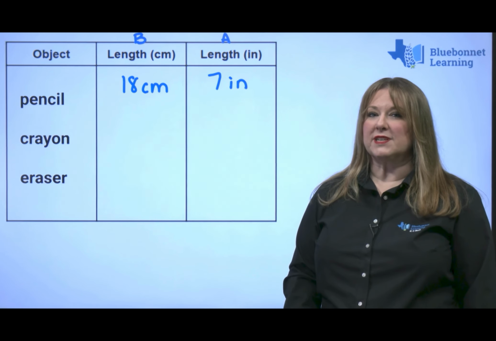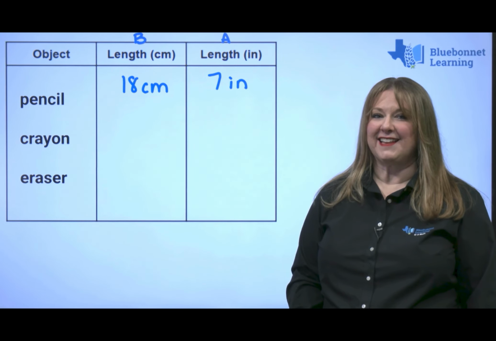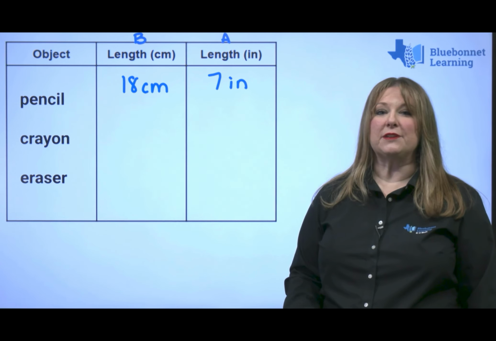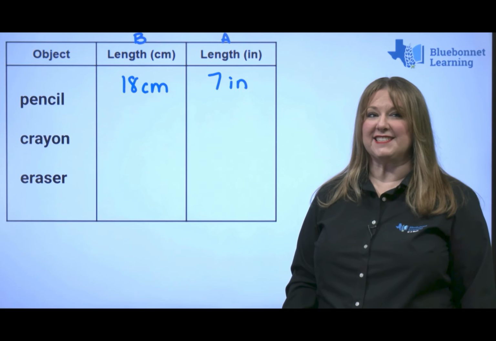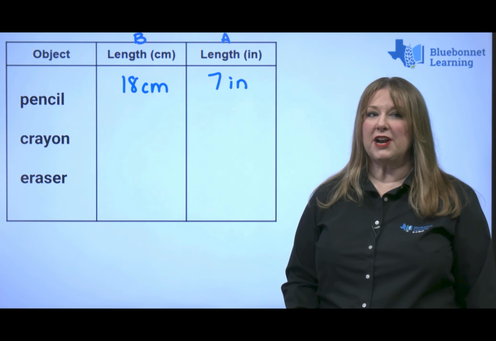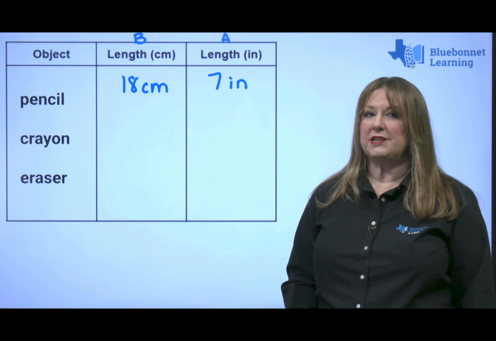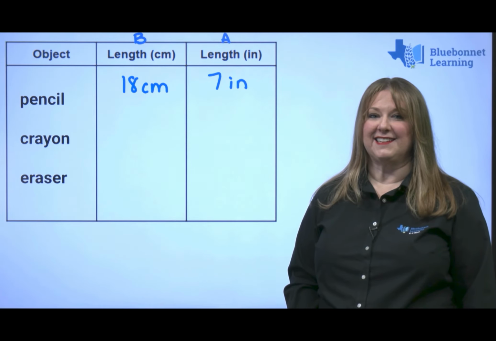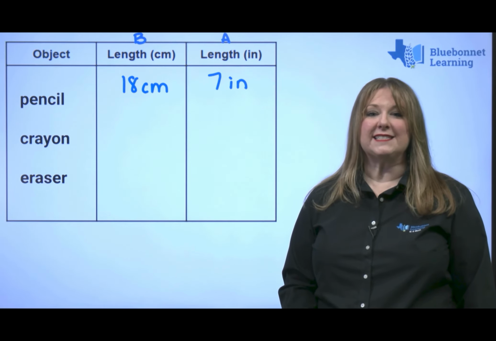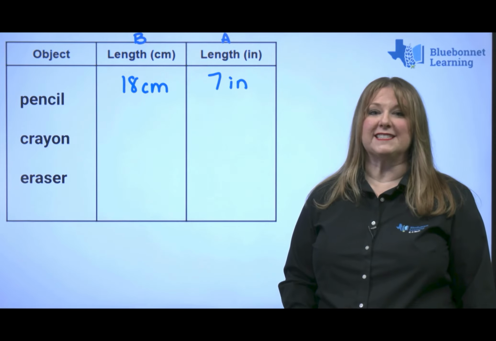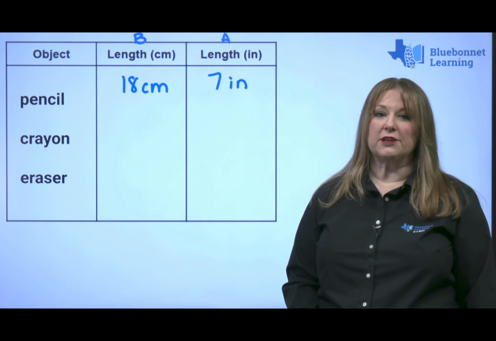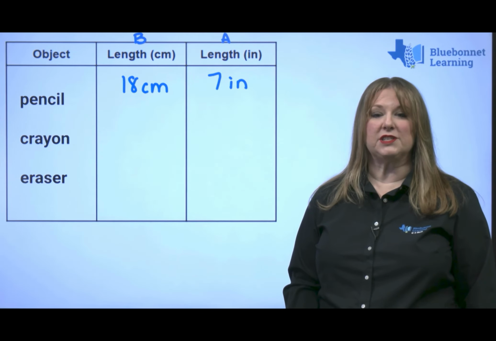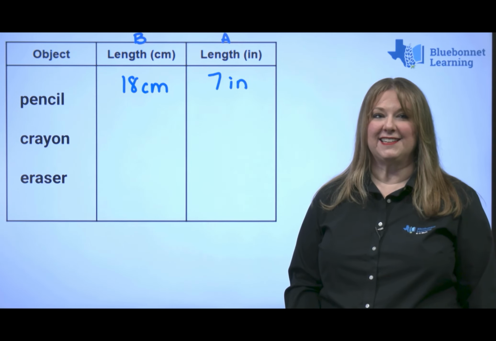Why did we need more centimeters? That's right, because centimeters are smaller than inches. Turn and talk to your partner about why the measurements are different for the same object. That's right, because different units are different sizes. Centimeters are smaller than inches, so we need more of them to measure the same object.